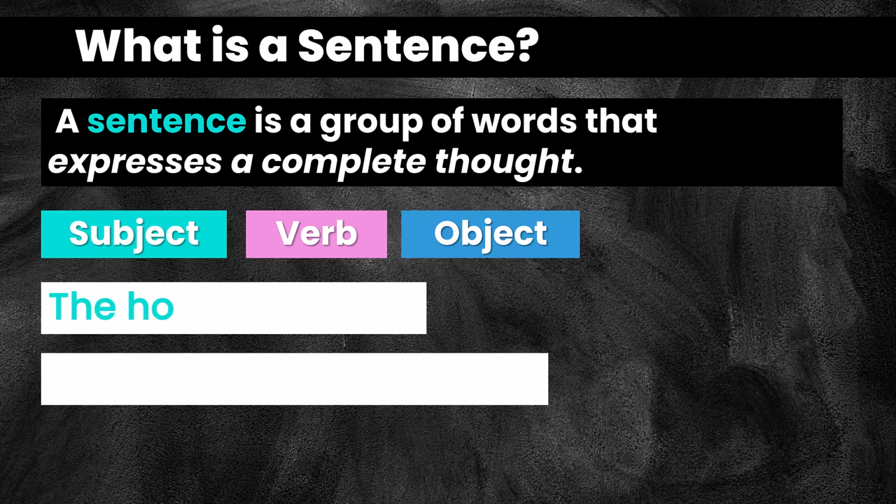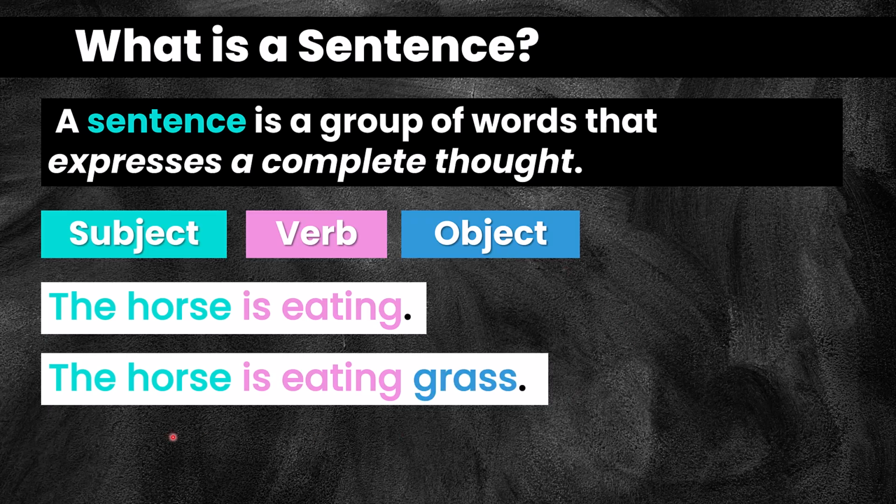For example, the horse is eating. Here we have a subject, the horse, and we have the verb, is eating. And this is a complete sentence. An example of a sentence with an object: the horse is eating grass.